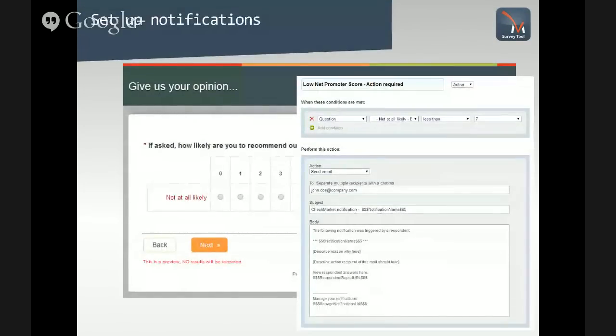Then more specifically, how it actually works in our system is that we're setting up a notification. This is a stage 2 notification here. We create a notification, and you see the name here, low net promoter score, action required. That's the name of the alert. Then we say, okay, when these conditions are met, like when the net promoter score question is less than a 7, because 0 to 6 is a detractor, then we send an email to whoever is responsible for the net promoter program.